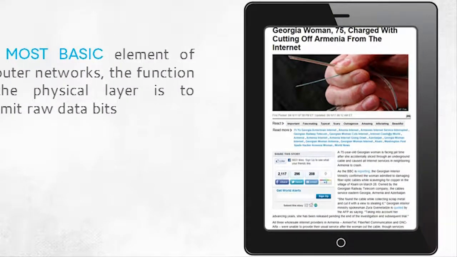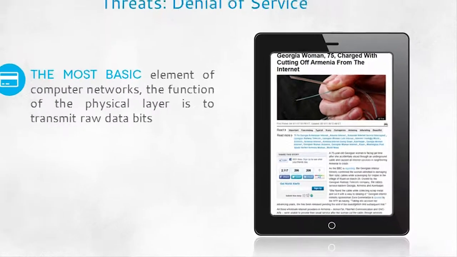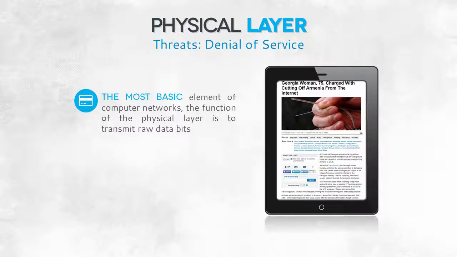The piece of news that you see in the slide provides a good example. The story is about a 75-year-old Georgian woman who cut off most of Armenia from the internet. Scavenging for scrap metal, she found a transmission cable. She thought it was a copper cable, but it turned out to be a fiber optic cable. Obviously, she didn't manage to get even $25 for it. From our perspective, the most important bit of this story is that the woman managed to defeat the security measures of all the computers in Armenia with a shovel.